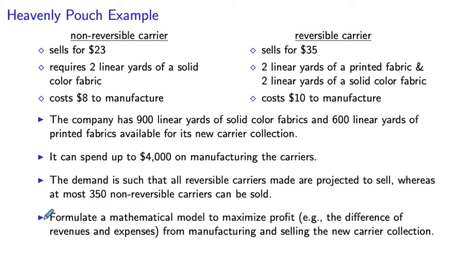So we need to formulate a mathematical model that would help the company maximize the profit, which is the difference of the revenues and expenses from manufacturing and selling the new carrier collection. Alright, so essentially we have all these resources described in the problem formulation, and we need to build a model that will help us to use these resources in the most efficient fashion.